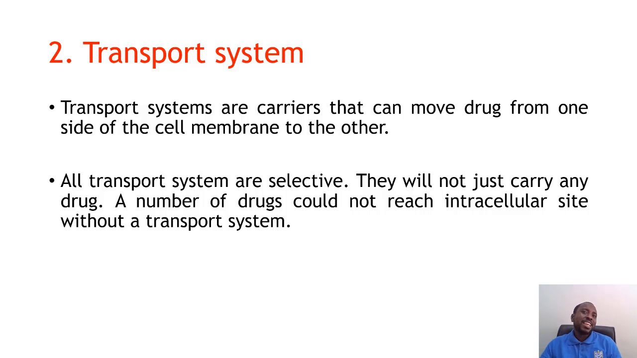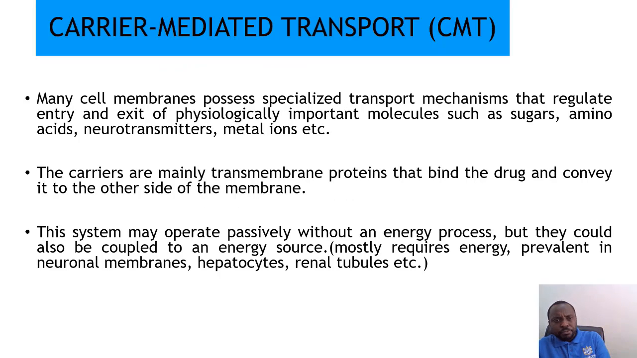So this means that a drug that can't diffuse through the cell membrane by itself, or go through protein channels, needs a specialized transport system to enable it to get to where it is going. All transport systems are selective. This means that the transport system picks a specific agent or drug. They will not just carry any drug, and a number of drugs could not reach the site of action without a transport system. So we have this transport system we are going to look at.